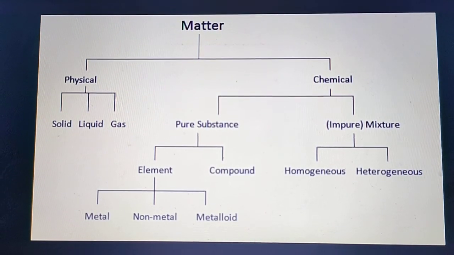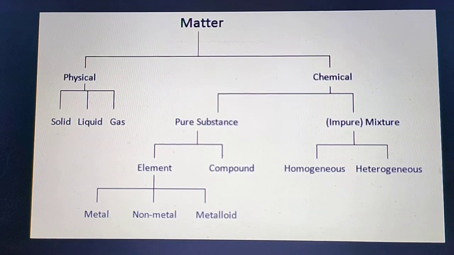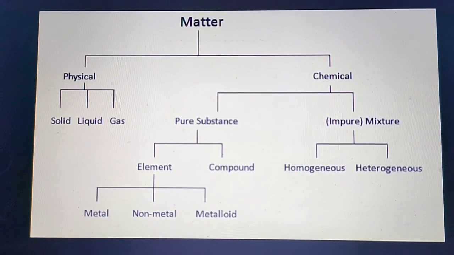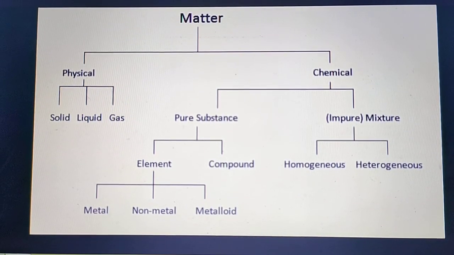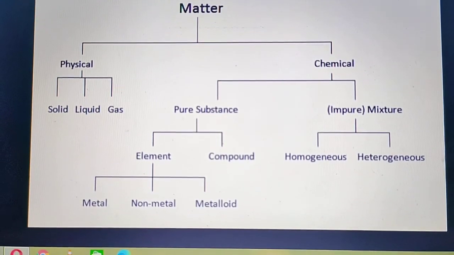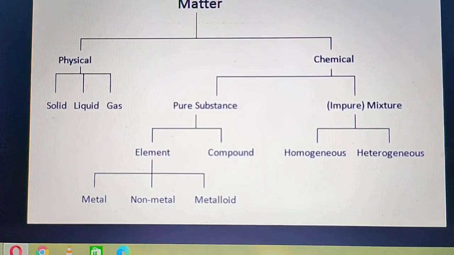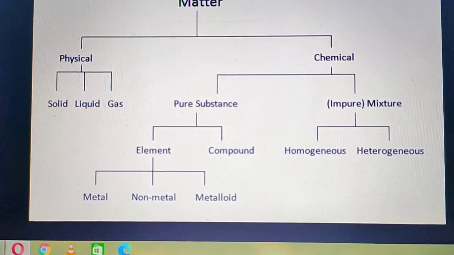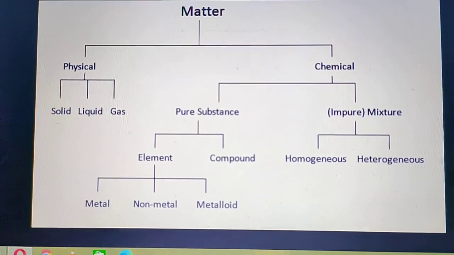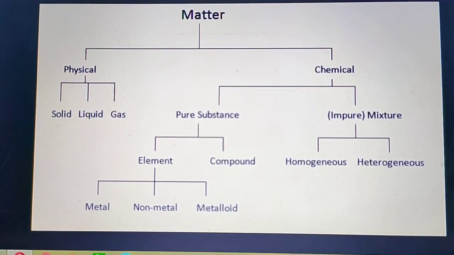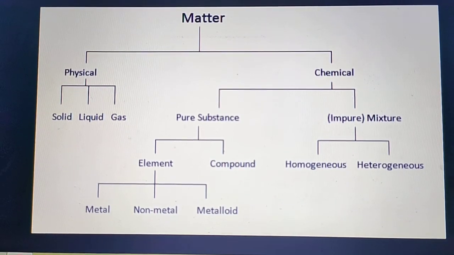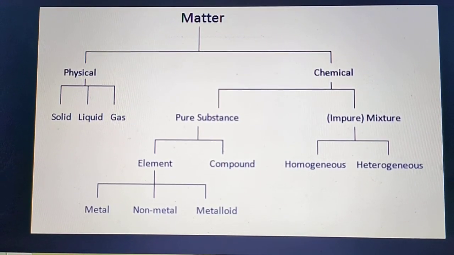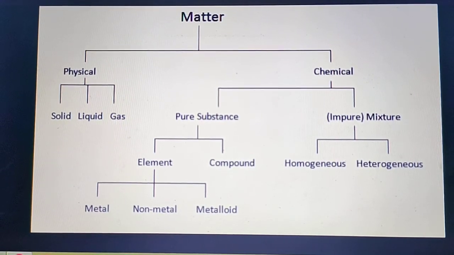And what about pure substances? A pure substance is a type of matter which has the same composition and properties. Pure substances are divided into elements and compounds. Elements are further divided into metals, non-metals and metalloids. You have studied these in your previous class also, and in this session we have discussed this chapter. So this is all about the chart, the classification of matter.